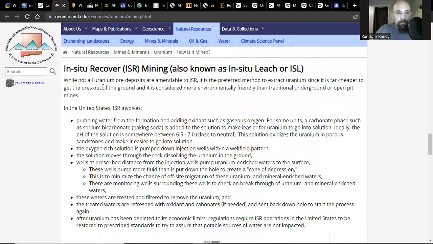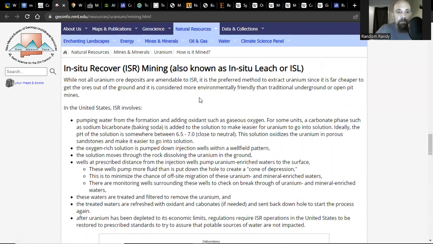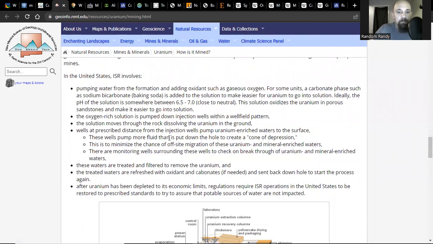So, recovery mining, in situ mining, leach mining. Pump water and add oxidants such as oxygen, sometimes baking soda, which helps the uranium dissolve into solution. This oxidizes the uranium in porous sandstone, making it easier to go into solution. Oxygen-rich solution is pumped down injection wells within a well-field pattern. The solution moves through the rock, dissolving the uranium in the ground. Wells at a prescribed distance pump uranium-enriched water to the surface. Now, these pumps pump more fluid than is put down the hole. They create a cone of depression, looking very much like a crater.